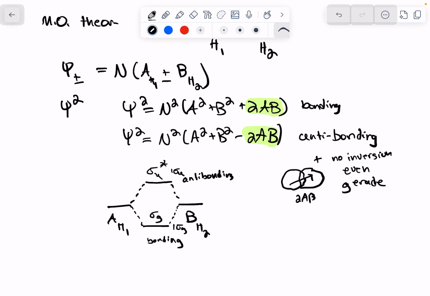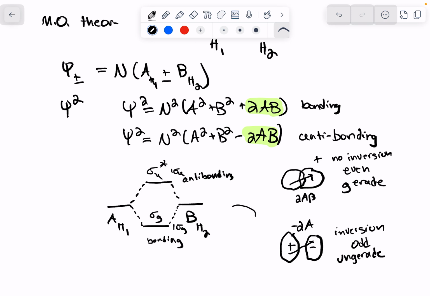Okay, so you don't go from positive to negative, but when you have a minus 2A, and this orbital is positive and this orbital is negative with kind of an antibond in between, when you go from here to here, you have an inversion. It's odd, and we call it ungerade, and that means odd symmetry in German. Okay, and you get something that looks like this.